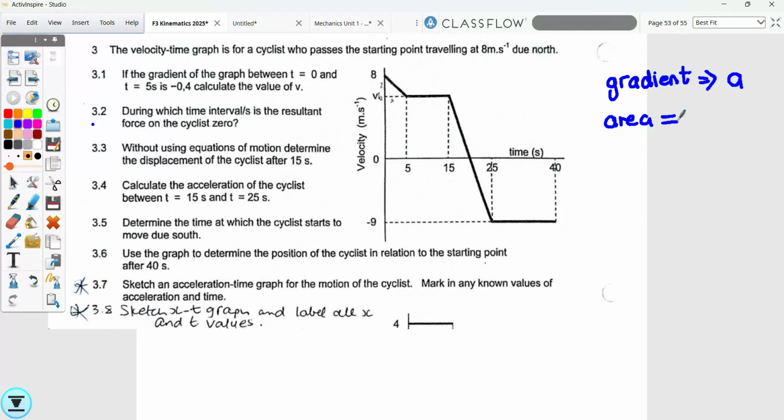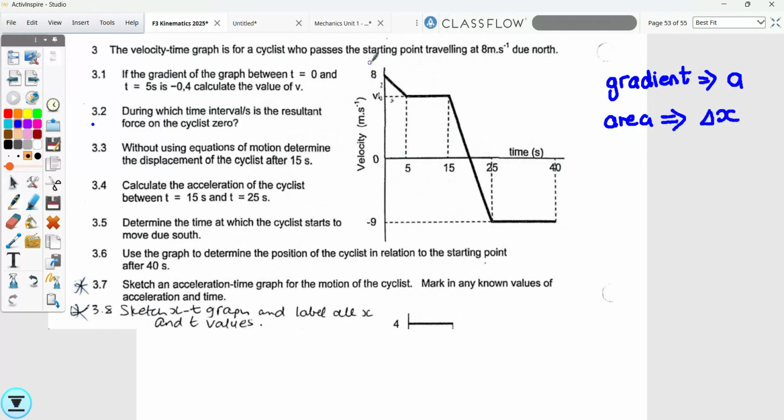What does the area give me? That gives me the displacement. So can you see why it's important to go and write that down before you even start with the question? Because if you jump into the question, you get confused, and in an exam, it's worse.